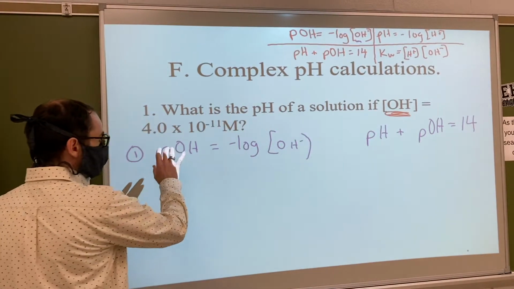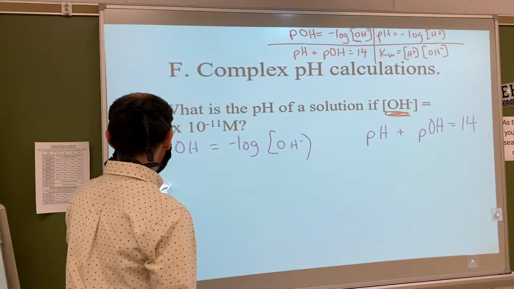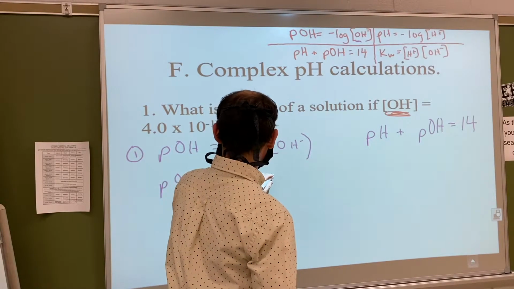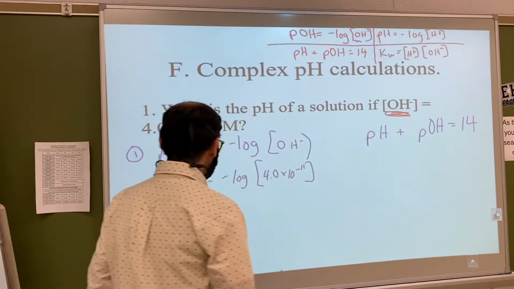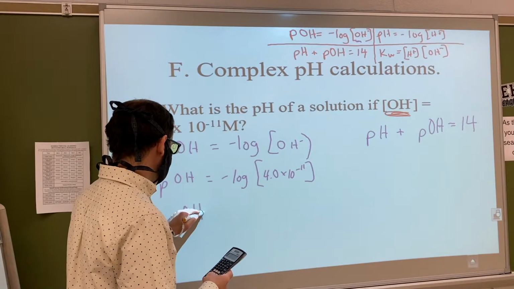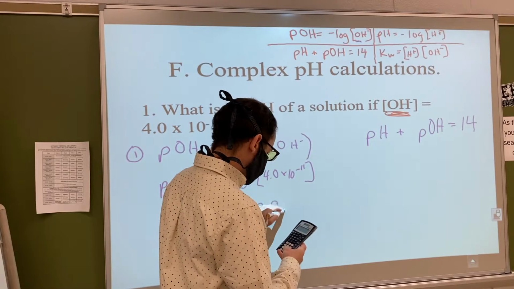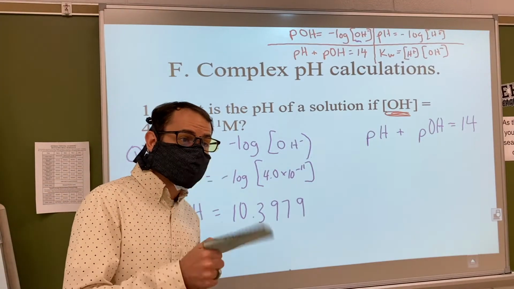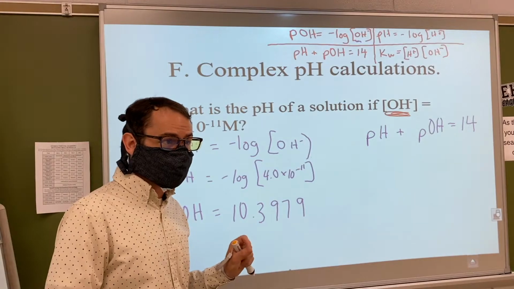All right, so let's plug this in. We have OH minus, so we have this one. pOH equals negative log 4.0 times 10 to the negative 11. Let's plug that in and see what we get. We get pOH equals 10.3979. Okay, did you guys get something like that? Now, if you're still in scientific notation mode, you might have gotten 1.03 times 10 to the first. All right, so did you get something like that?